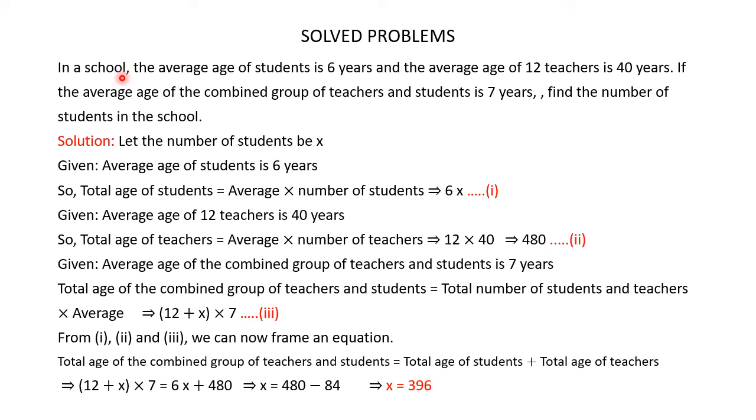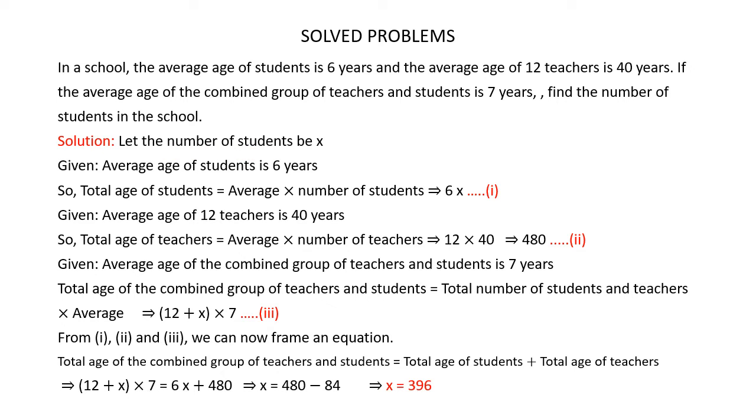In a school, the average age of students is 6 years and the average age of 12 teachers is 40 years. If the average age of the combined group of teachers and students is 7 years, find the number of students in the school. So here we do not know the number of students in the school. So let the number of students be x.